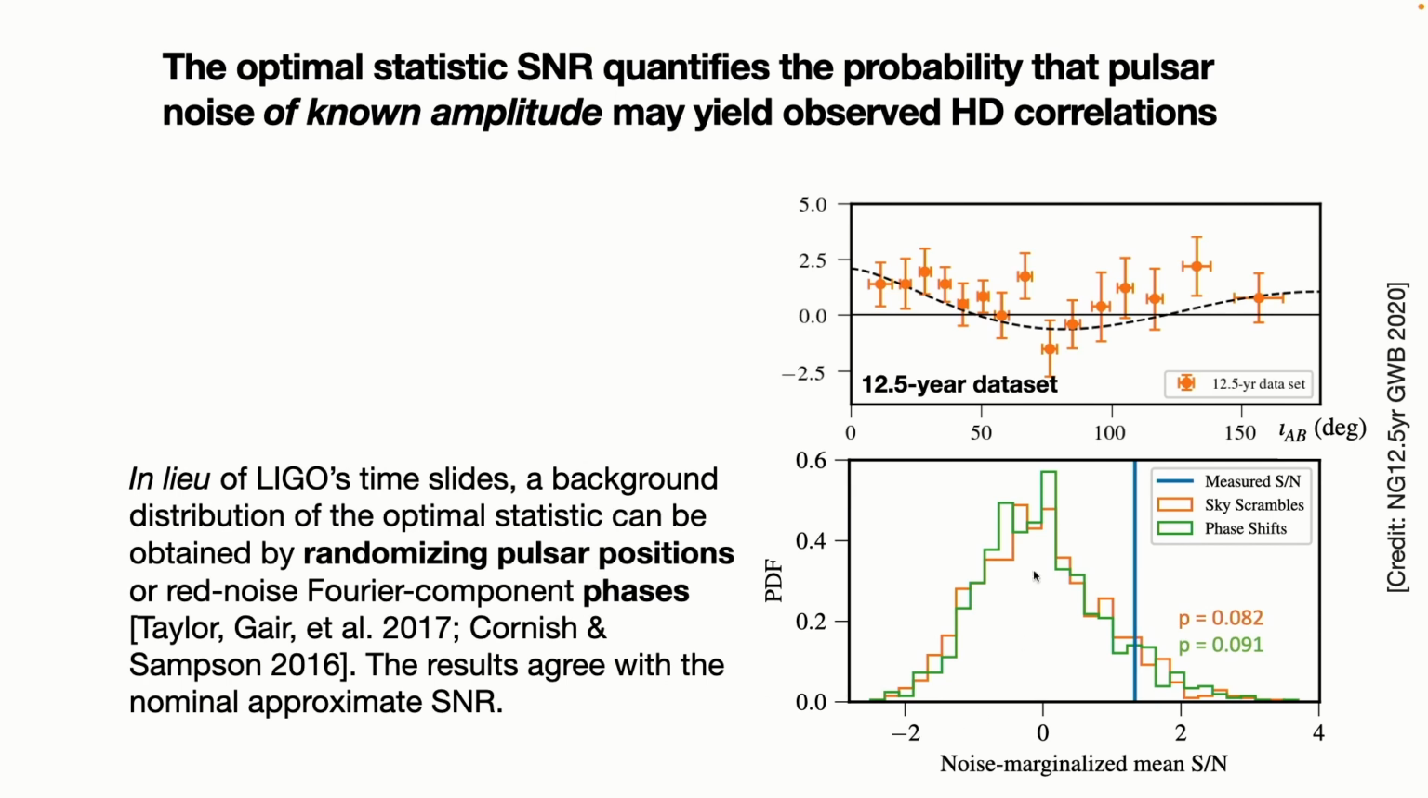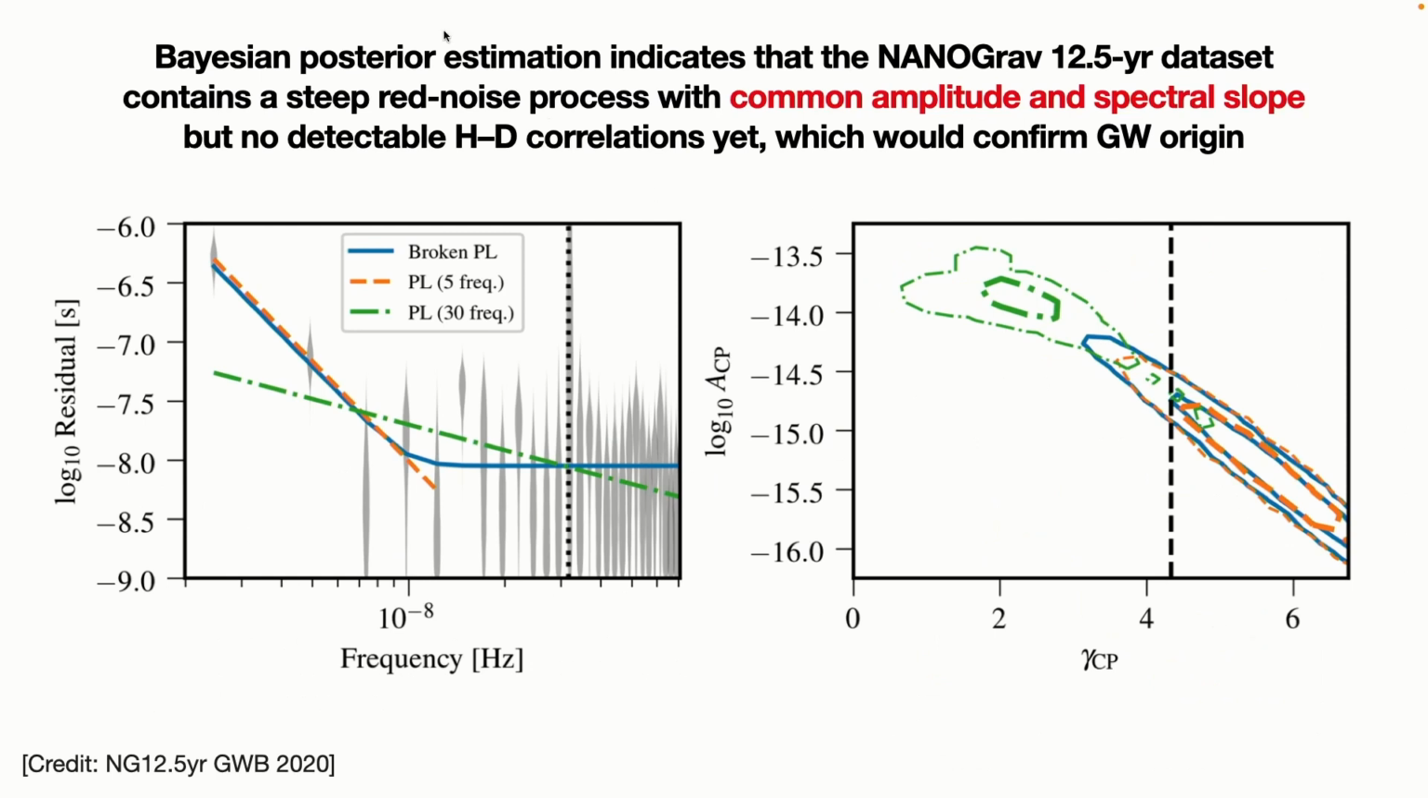So you can use that to build the background. And if you look at what the measured statistic on top of that has, a p-value of maybe 0.1, which is not very compelling. Okay, so we can talk more about it if you want, but basically that's where the 12.5 year result was left. Detection of a common amplitude and common spectrum signal. No evidence for the spatial correlations. Somewhat slope that's compatible with gravitational waves. In these units, it would be 4.33, a little bit on the edge.